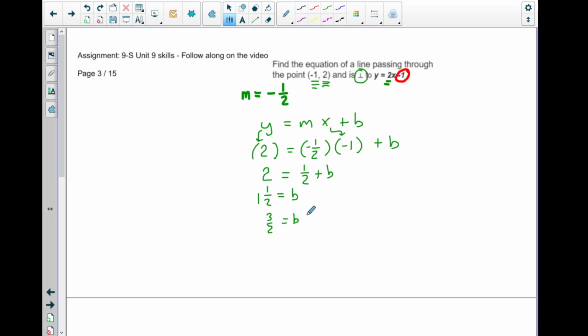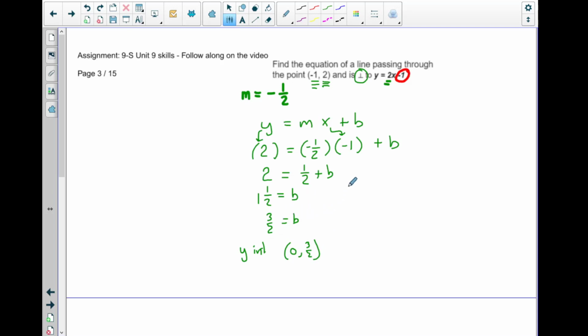Okay, and that's not the y-intercept, don't forget. That is the y value of the y-intercept. The y-intercept, of course, if anybody asks us, which they didn't, is 0, comma 3 over 2. But we don't need that. We just need the b.